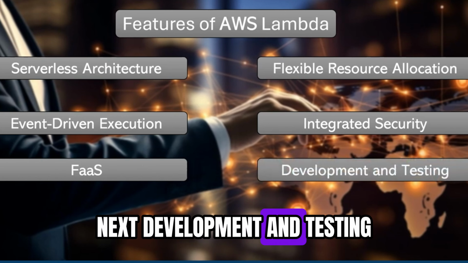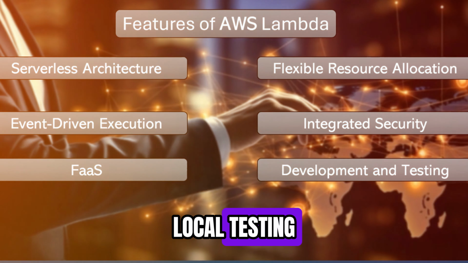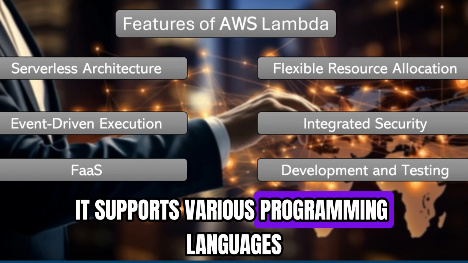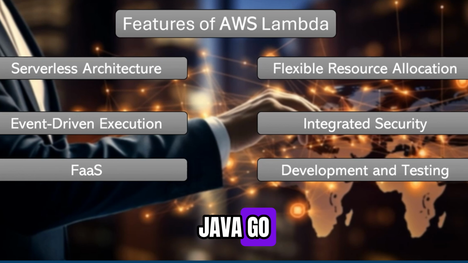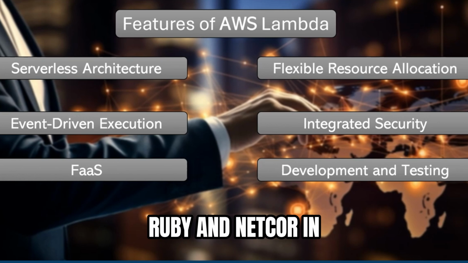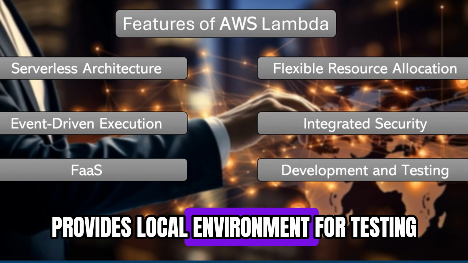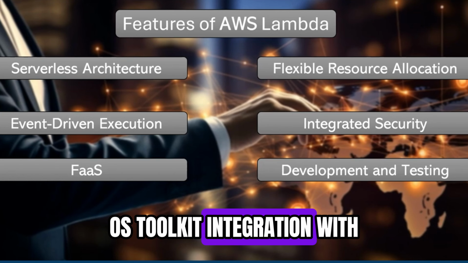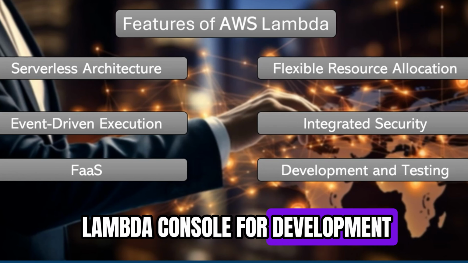Next, development and testing. It consists of multiple language support, local testing, and AWS toolkit. In multiple language support, it supports various programming languages, including Node.js, Python, Java, Go, Ruby, and .NET Core. In local testing, AWS SAM and SAM CLI provide a local environment for testing Lambda functions before deployment. AWS toolkit. Integration with AWS Cloud9 IDE and the AWS Lambda console for development and debugging.